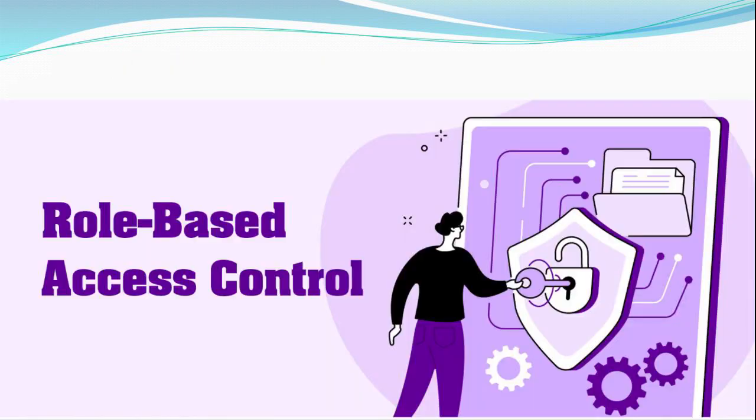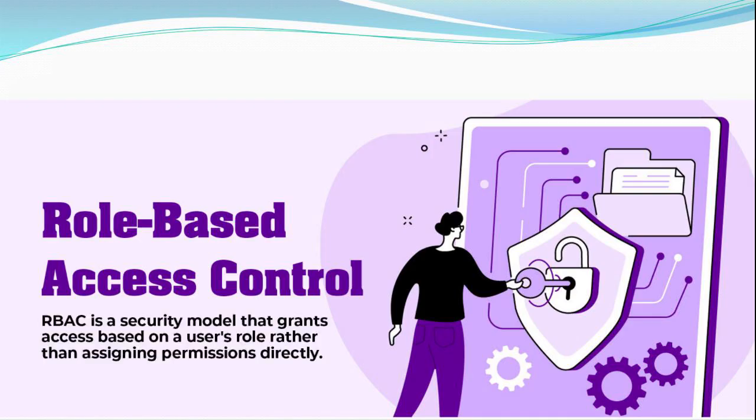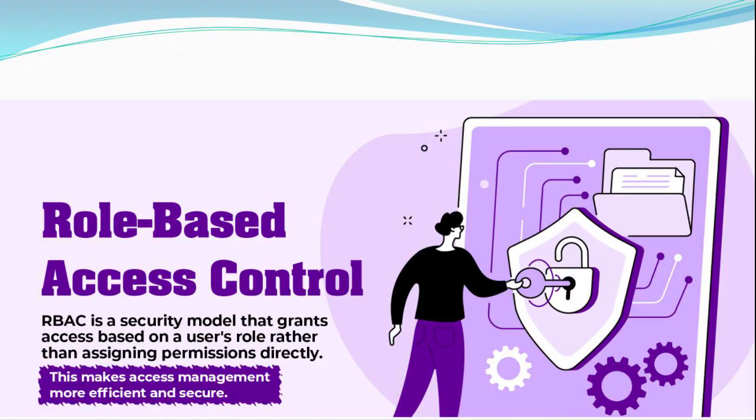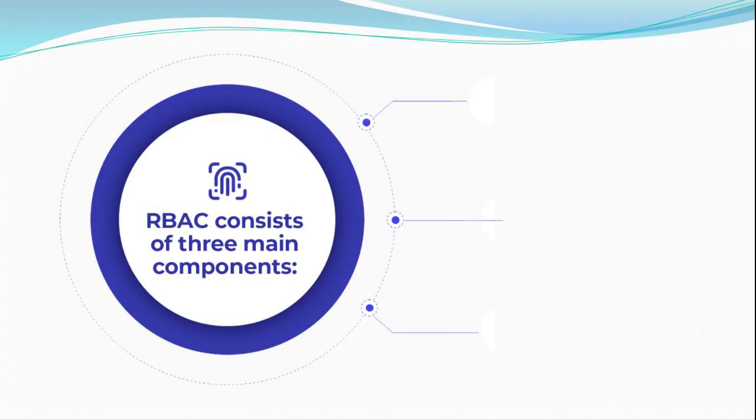To start, let's look at Role-Based Access Control, or RBAC. RBAC is a security model that grants access based on a user's role rather than assigning permissions directly. This makes access management more efficient and secure. RBAC consists of three main components.